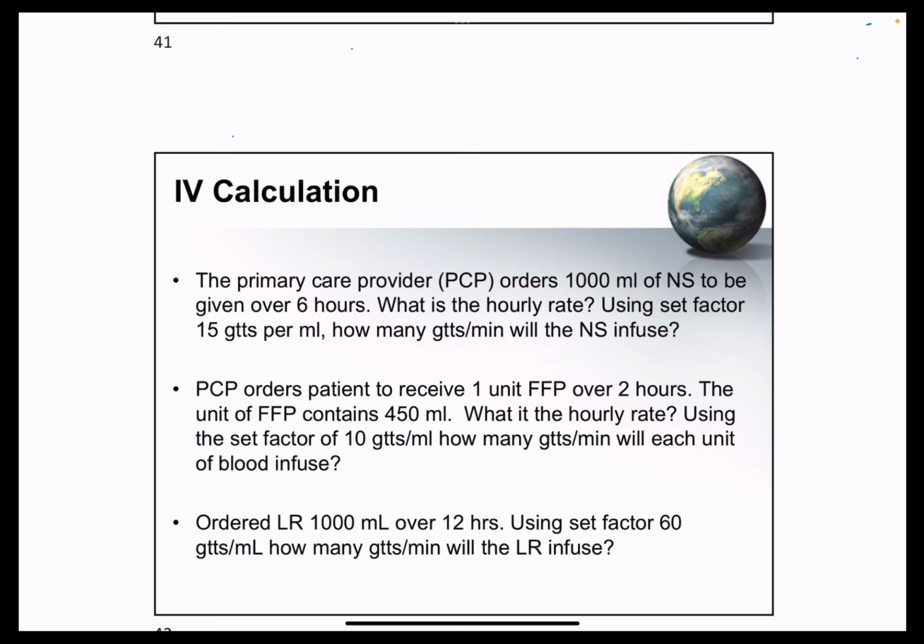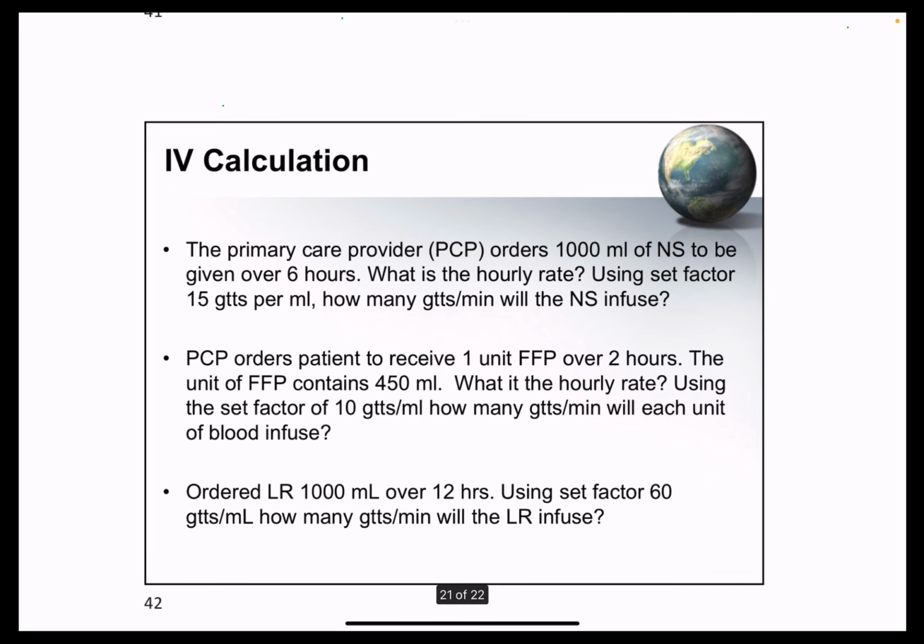So first, let's go over the question. The primary care provider, PCP, orders 1,000 ml of normal saline to be given over 6 hours. Pay attention to the question. It's asking what is the hourly rate, and using the set factor, 15 drops per ml, how many drops per minute will the normal saline infuse?